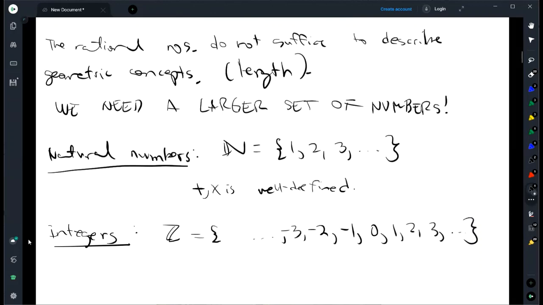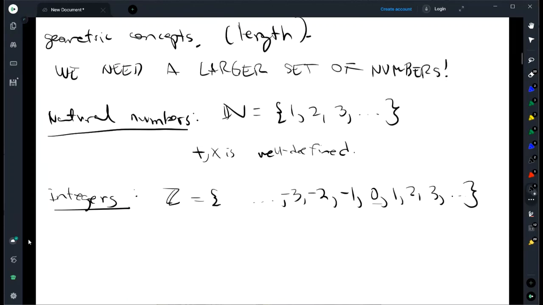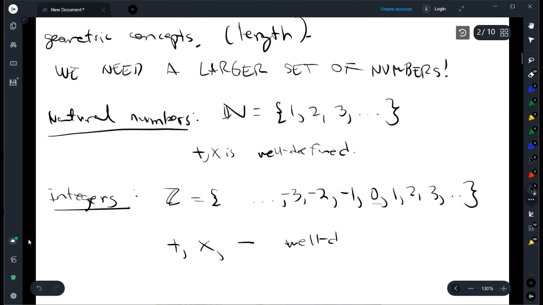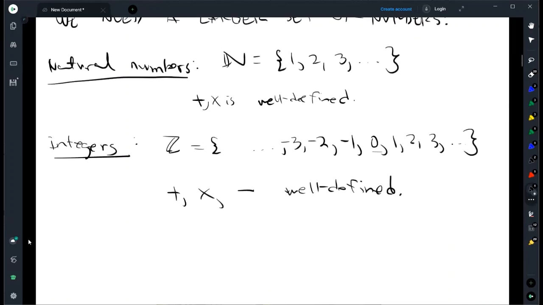Now notice here we included the number 0. We can't include it here in natural number because otherwise the subtraction will not be well defined, because we can see that with integers, we now have not just plus and times, but also the subtraction, which is well defined. So therefore, if you subtract two integers, then you will also get another integer.